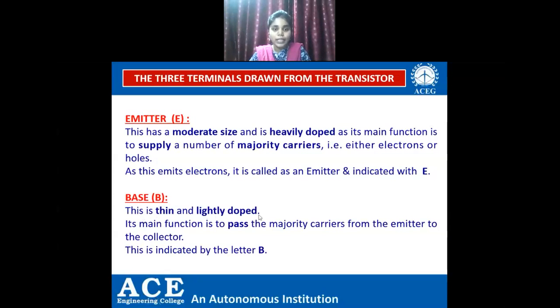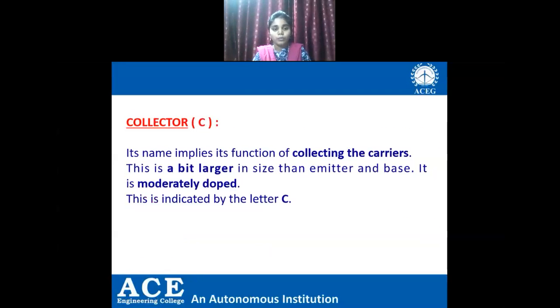Now move on to the base. This is thin and lightly doped. Its main function is to pass the majority carriers from the emitter to the collector. Right, this is indicated by what? Letter B.